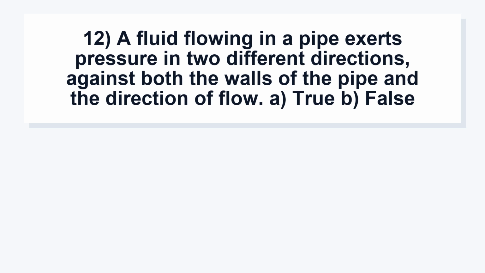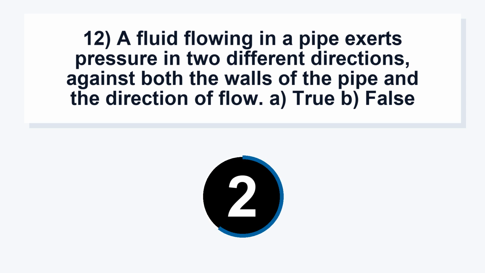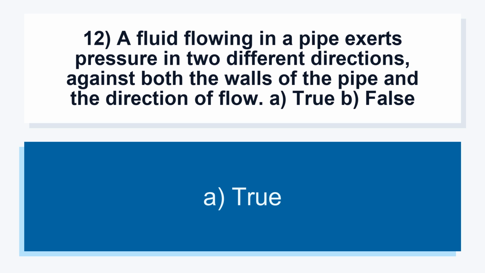12. A fluid flowing in a pipe exerts pressure in two different directions, against both the walls of the pipe and the direction of flow. A. True. B. False. A. True.